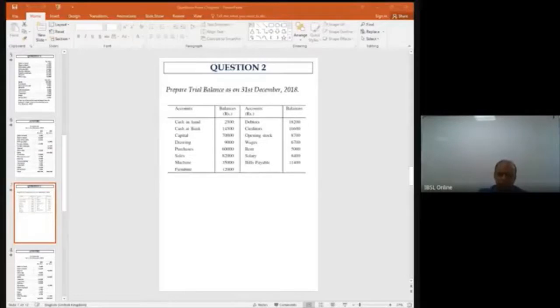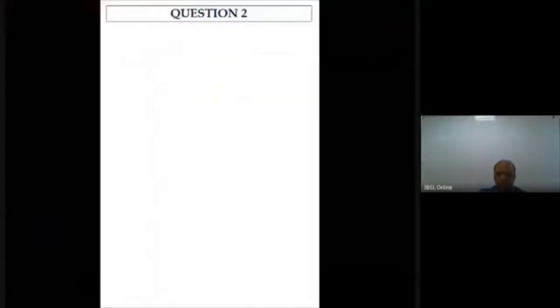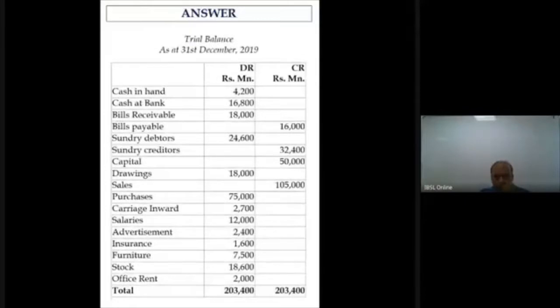So that kind of a thing is known as wages. Whether it is wages or salaries, both will be expenses. But there is a question which has been asked by one of you, with regard to the first one, whether we can show the capital as 50,000 minus 18,000, that is 32,000. No, that's wrong, because capital is a separate account, drawings is a separate account.